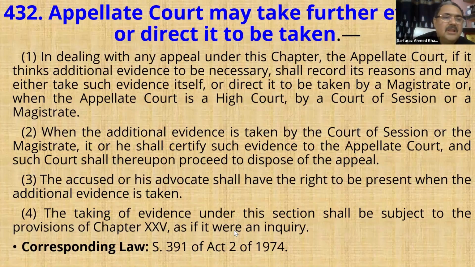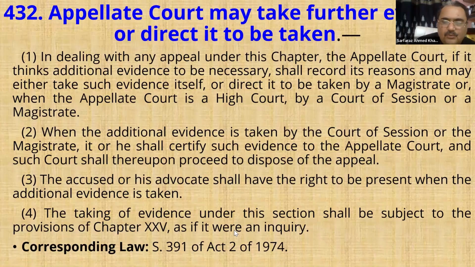So 432 says in dealing with any appeal under this chapter, the appellate court, if it thinks additional evidence to be necessary, shall record its reasons and may either take such evidence itself or direct it to be taken by a magistrate, or when the appellate court is a High Court, by the court of session or by the magistrate. When the additional evidence is taken by the court of session or the magistrate, it shall certify such evidence to the appellate court, and such court shall thereupon proceed to dispose of the appeal.